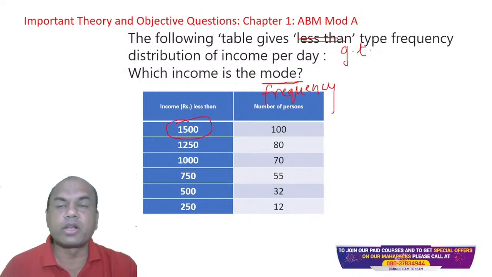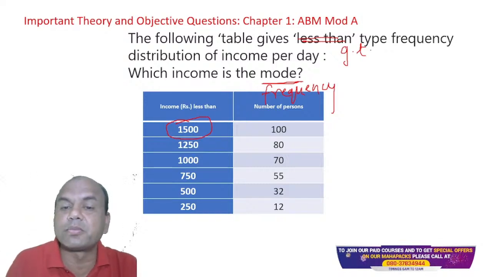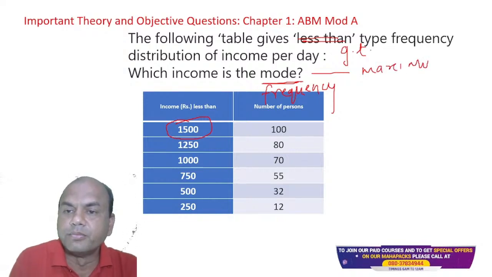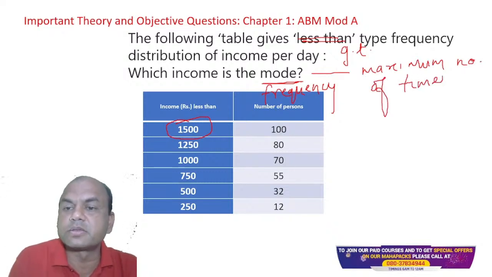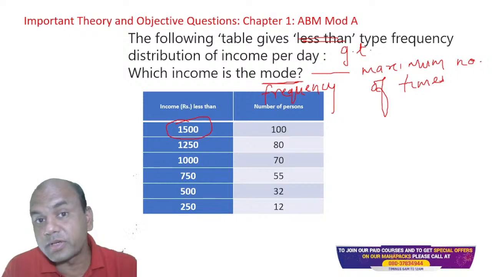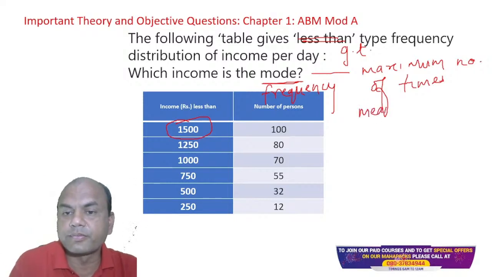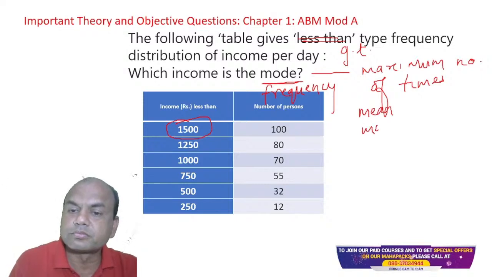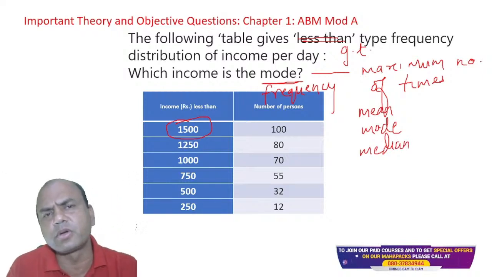Okay. What is the mode? Mode means that number which occurs maximum number of times. This is known as a mode. There are three words you'll face again and again: mean, mode, and median. These are the three words you'll face many times.